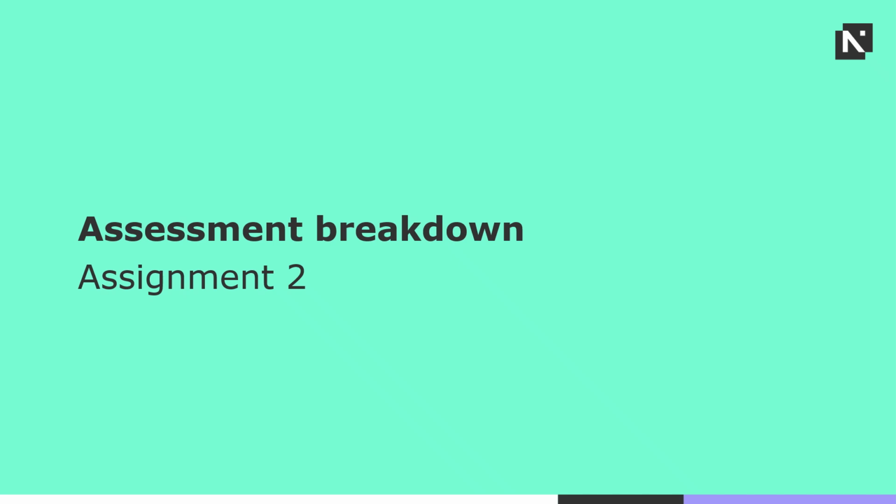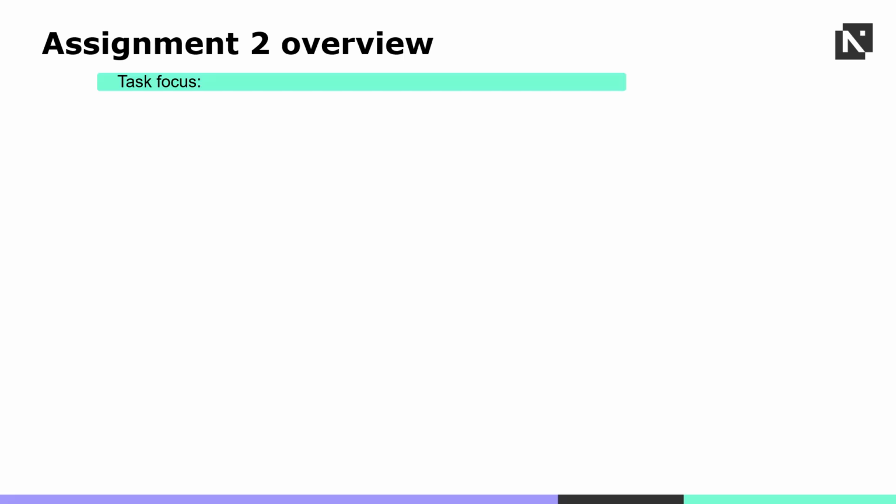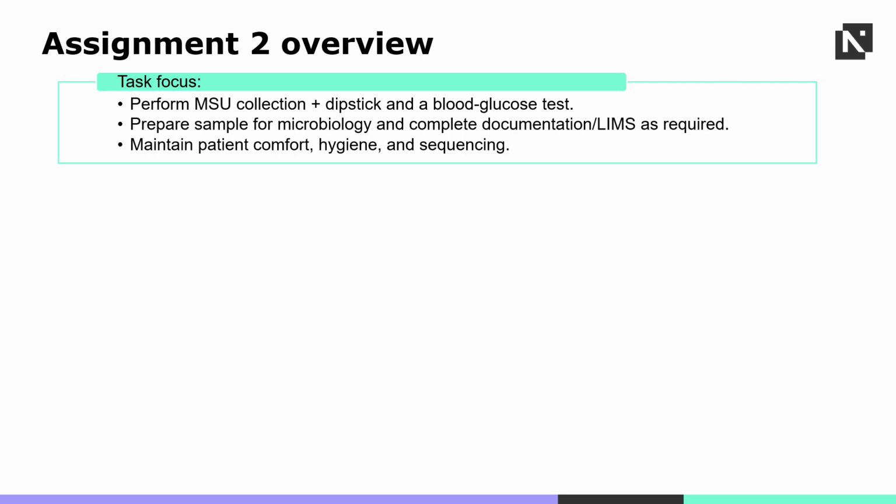Let's now look more closely at Assignment 2 for Healthcare Science and how learners performed across the 4 tasks. So Assignment 2 combines midstream urine or MSU collection and dipstick with a blood glucose test, plus correct sample preparation and documentation or LIMS. Comfort, hygiene, sequencing and clarity all matter.